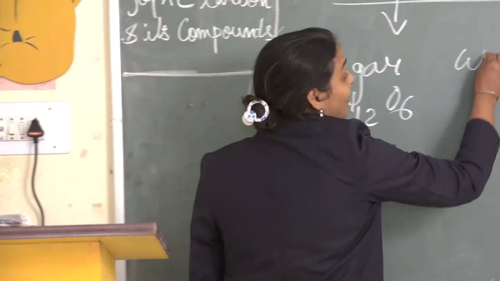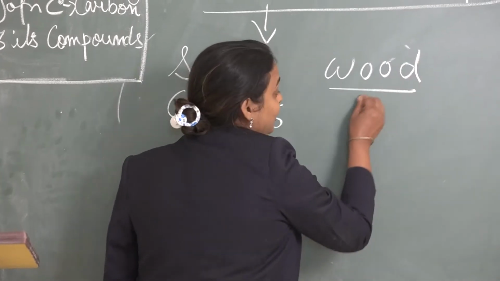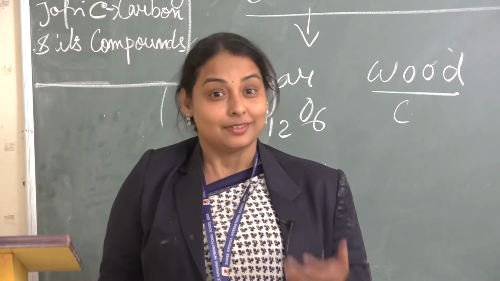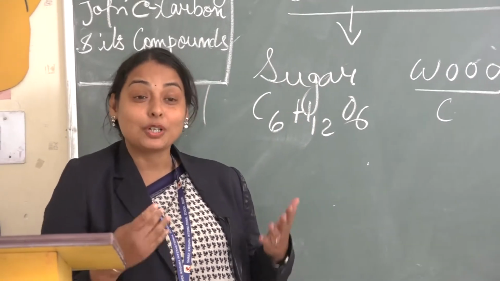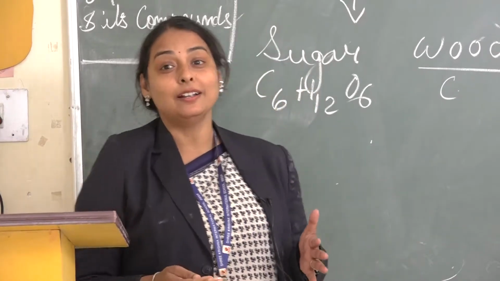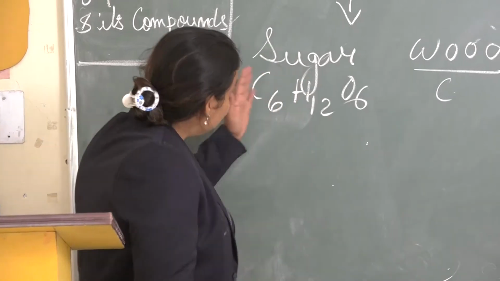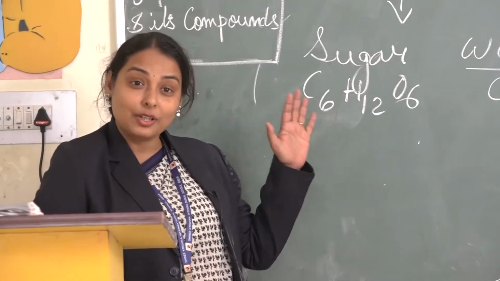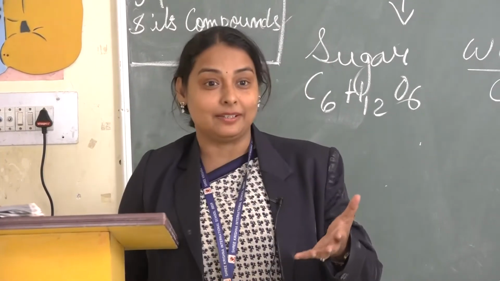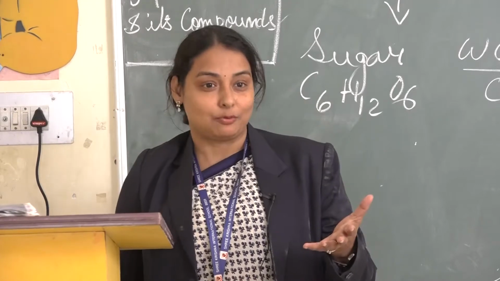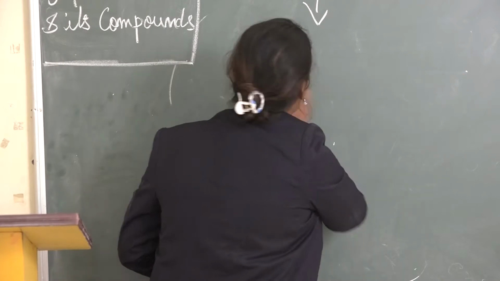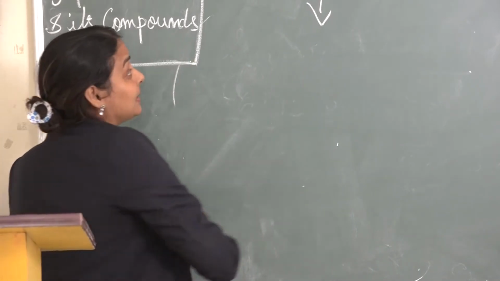Now, if we talk about wood, here also the presence of carbon is there. In the clothes which we are wearing, also there is carbon. So carbon is a very essential element which we are using in our daily life. In this chapter we are going to learn how this particular element combines to make more compounds. Okay.